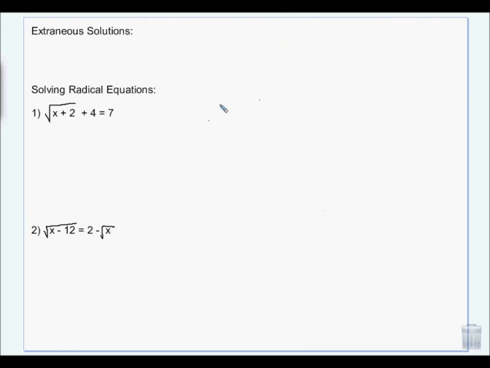Okay. So extraneous solutions, we need to talk about those. Extraneous solutions are solutions that you will receive when you work out your problem, but they don't satisfy the original equation. So they don't work in the original equation.